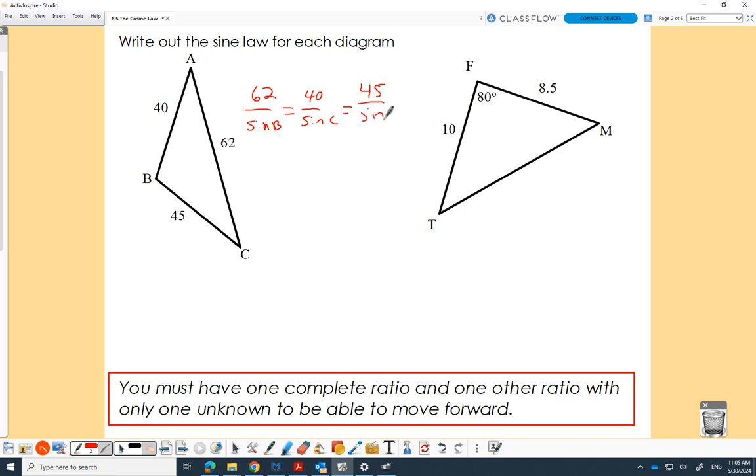There it is algebraically, what I was showing with my highlighter yesterday. Can you see that none of the ratios are complete? I don't have both numbers in any of the ratios. Sine law cannot succeed in this situation. And it's the same in this one.